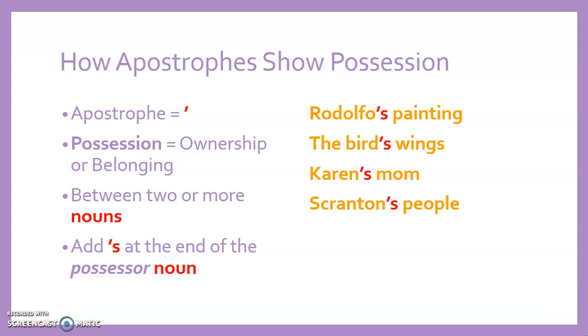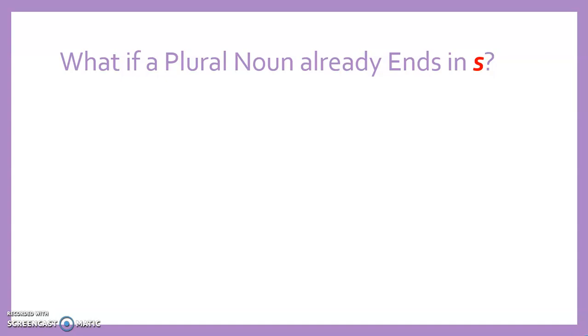And we can also use abstract ideas like the city of Scranton, Scranton's people, right? Scranton doesn't own the people that live in the city, but in order to show that the people there belong to the city, we can use apostrophe s after Scranton to show that relationship. So this is the general rule that works in most cases to show possession, is to add the apostrophe s after the possessor noun. But let's talk about some exceptions to that rule.